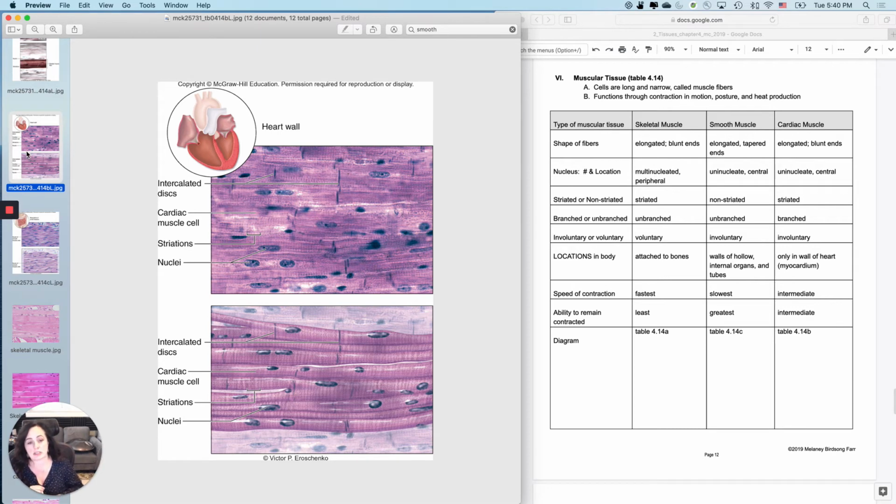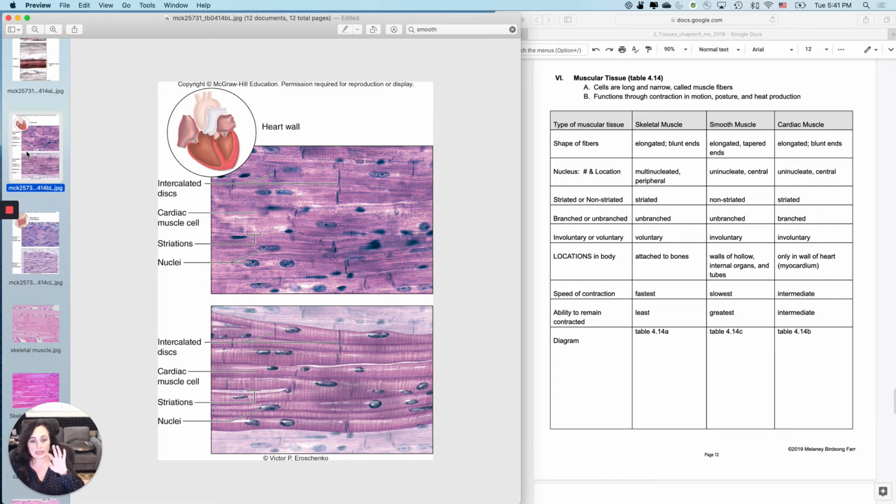Locations of all of these three types of tissue. Skeletal is called skeletal muscle because it's generally attached to your bones, although not all skeletal muscle is attached to your bones. The muscles I'm using right now to do facial expressions are just pulling around my facial skin. But most skeletal muscle is attached to bones. These are attached to skin. Smooth muscle you find in the walls of hollow tubes and organs, anything but the heart. If it needs to wiggle stuff around through the tube or the organ, it's going to have smooth muscle in its wall. And then cardiac muscle is only found in the wall of the heart, hence the names.